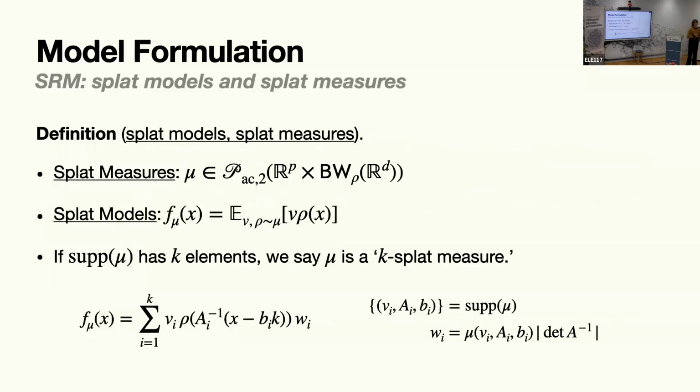So now I can give you a real definition, sort of the mean field splat model. First we say that a splat measure lives in the space of distributions on R^p cross Bures-Wasserstein. And if this is abstract, you can focus on the very concrete equation in the bottom. This is what is trained, an empirical measure in this space. This is for a p-dimensional output and a d-dimensional input.